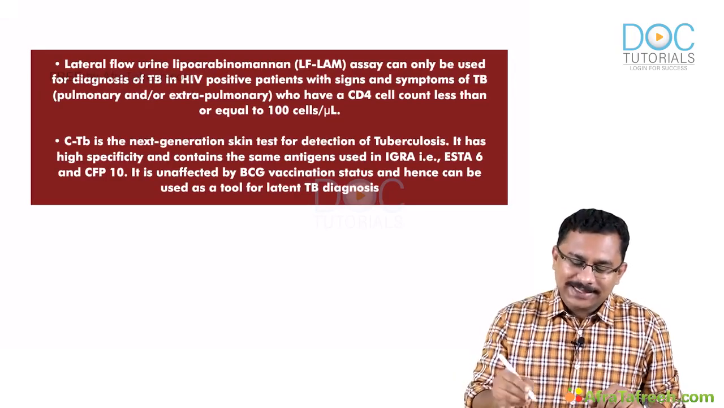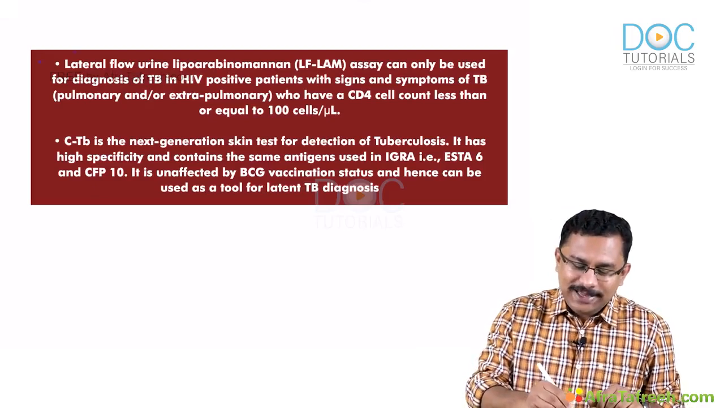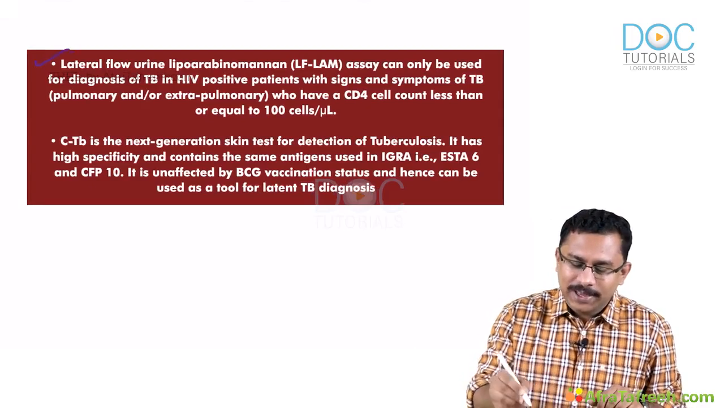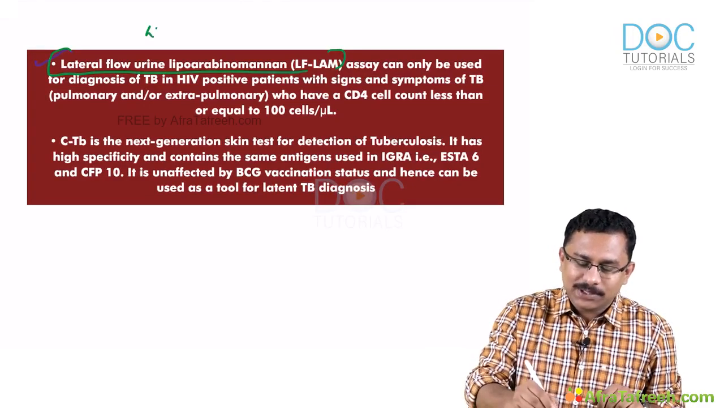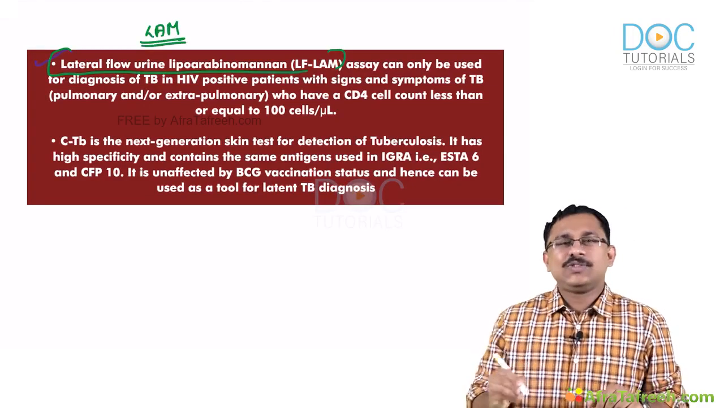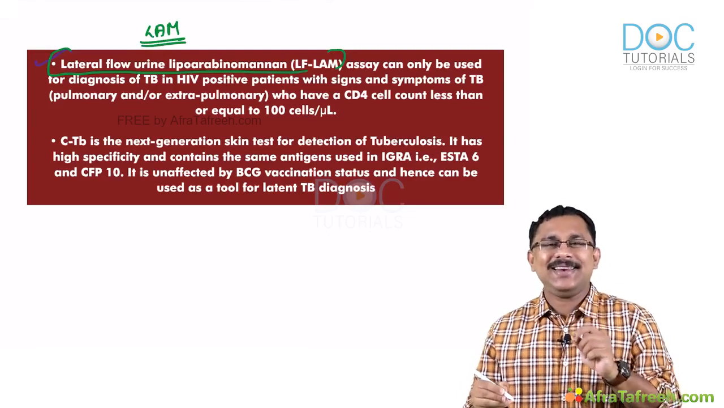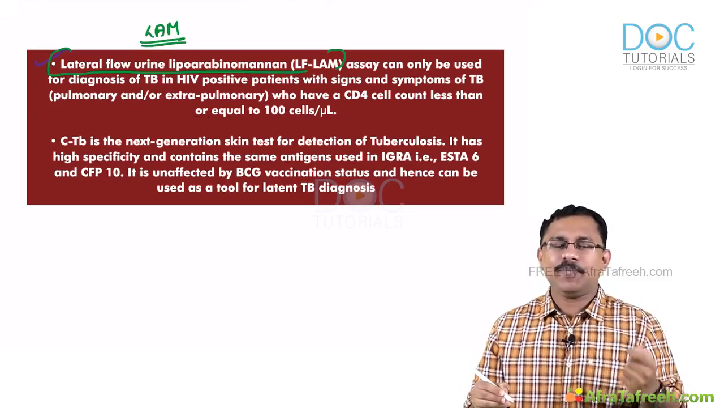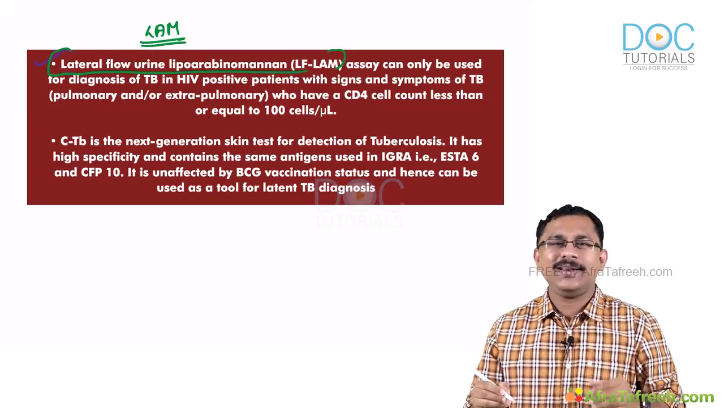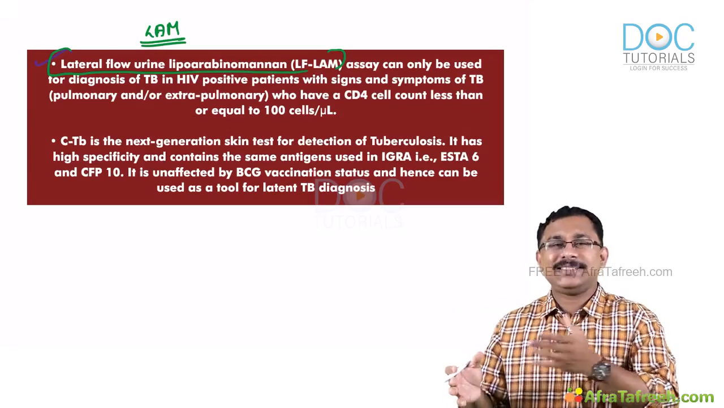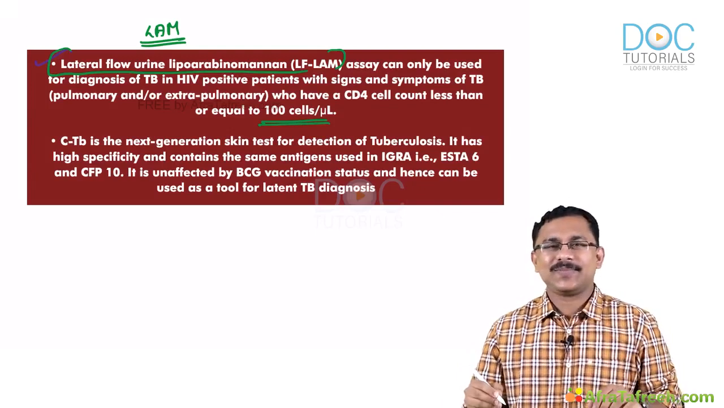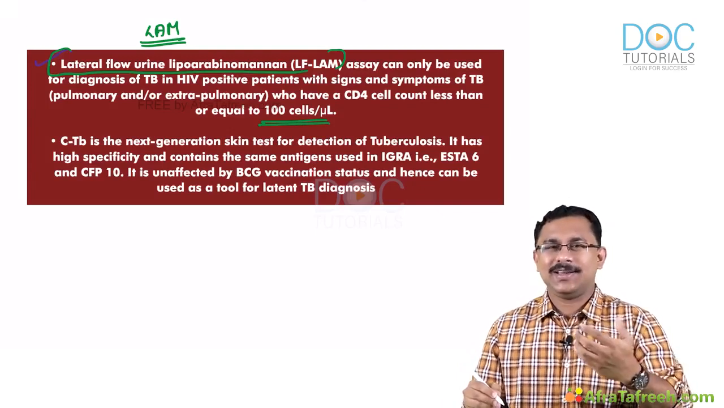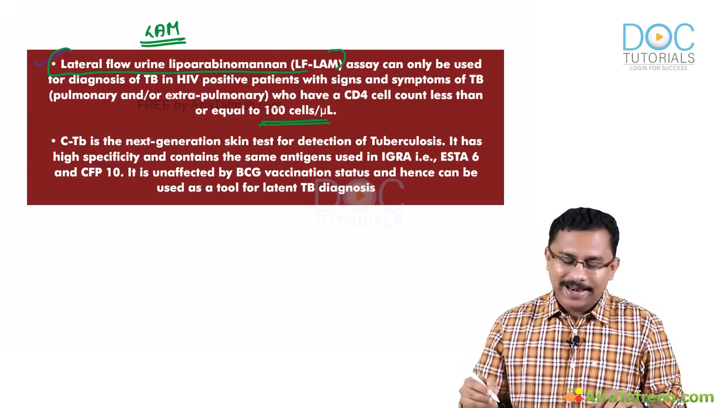Okay, so let's see. The first one is the lateral flow urine lipoarabinomannan test, that is your LAM test, which is done in urine. This test is usually done in HIV positive patients who are having symptoms and signs of tuberculosis and a CD4 count that is less than 100. These are the patients in whom you can do a urine LAM.